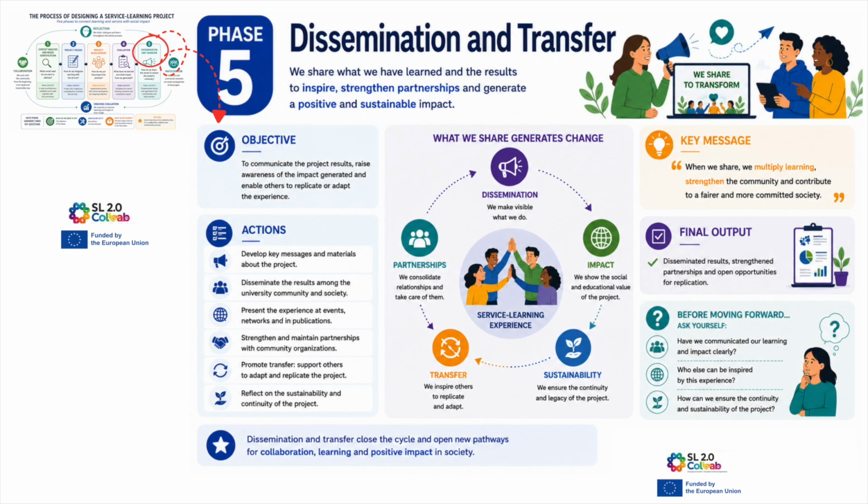Disseminating a project means communicating its value. It involves sharing the community need that was addressed, explaining how the project was developed, highlighting what students learned, and showing the contribution made through collaboration between the university and the community. This can be done through a conference, workshop, publication, social media, videos, website, or any other communication channel that helps make the experience visible.